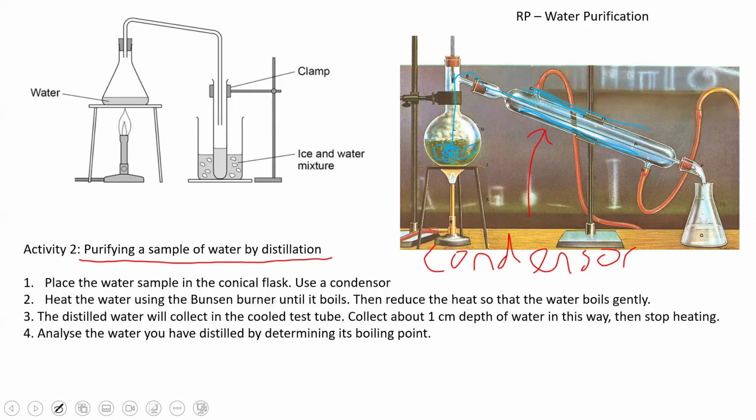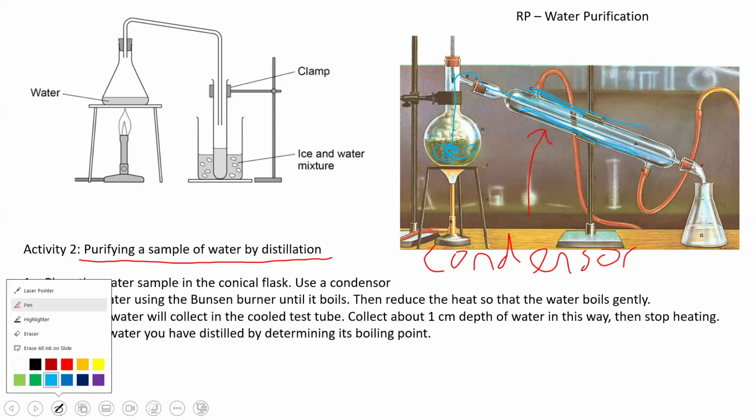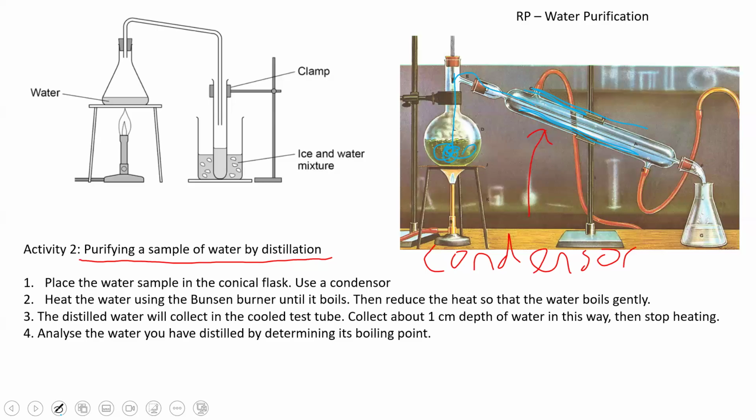When the steam goes into the middle of that cold water jacket, the water turns back into a liquid and dribbles down, and theoretically you get 100% pure water going into your conical flask at the end. So that is the second method: you boil off the water, send the steam through a condenser, the condenser turns it back into a liquid, and theoretically you've got 100% pure water at the end. That is analysing pH and the solids in it, and the second one is purifying it using a condenser.